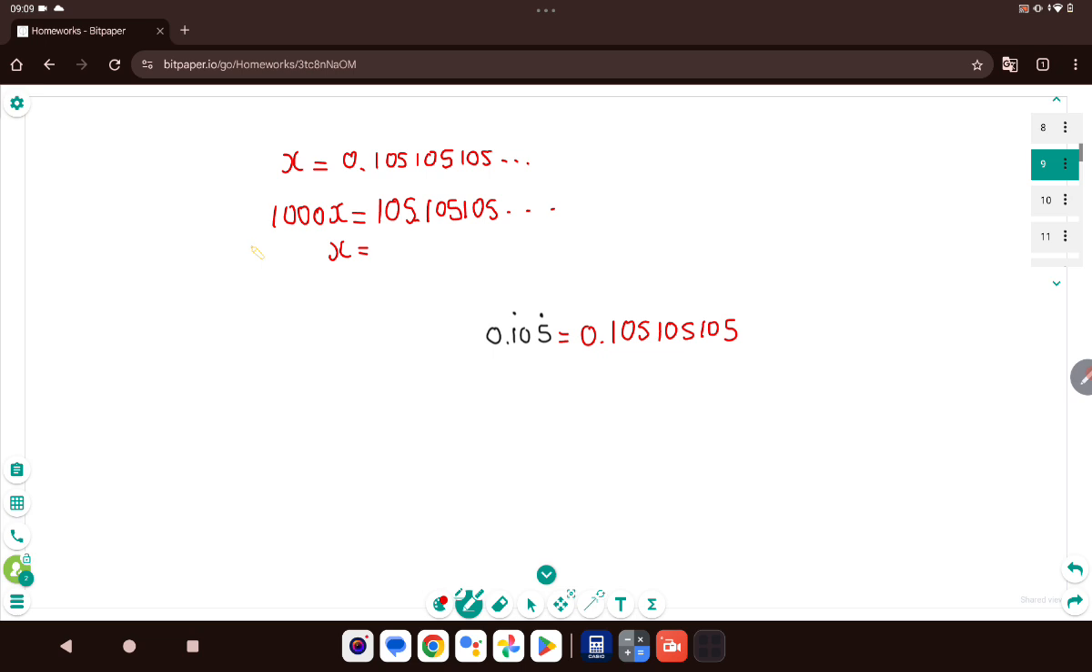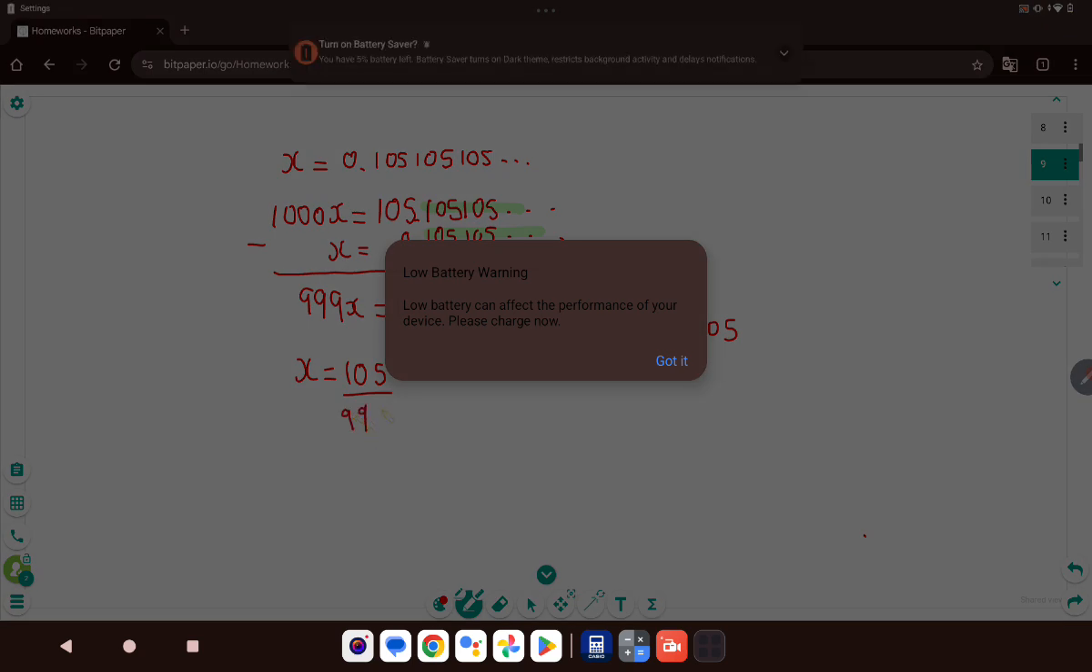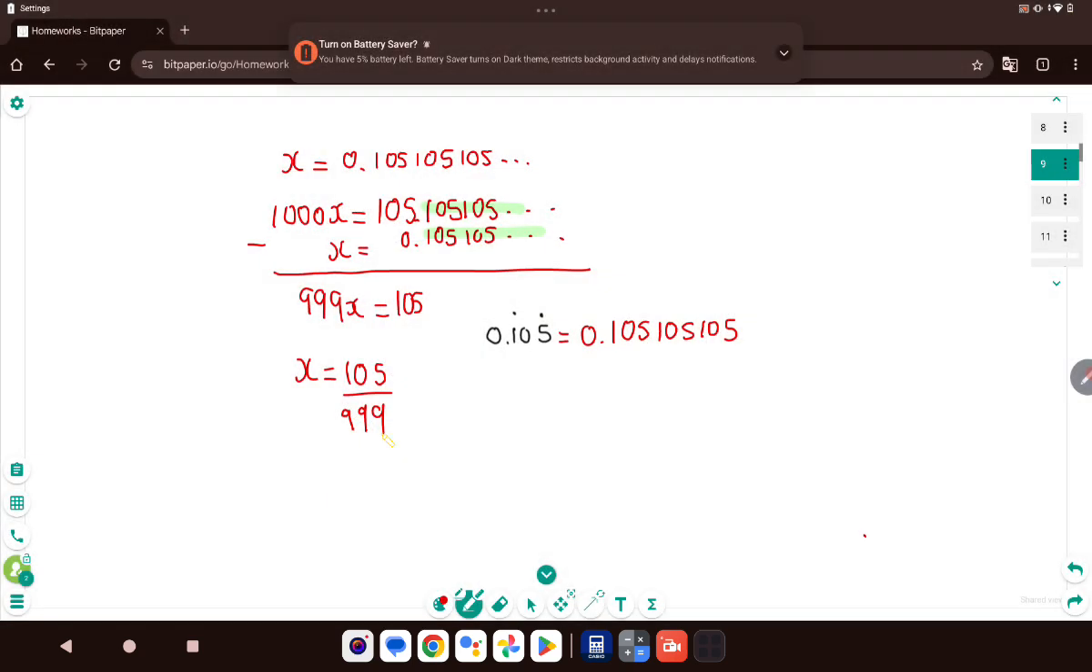If I now subtract 1000x minus 1x, let me actually write it down first. 999x, 105. So the top number take away the bottom number, all of these disappear, so we're just left with 105. Divide both sides by 999 to make x the subject. Simplifies to 35 over 333.